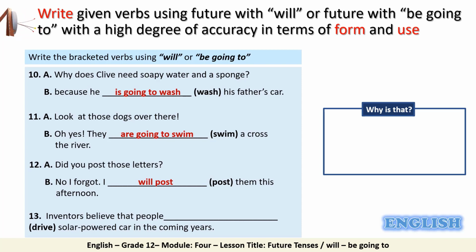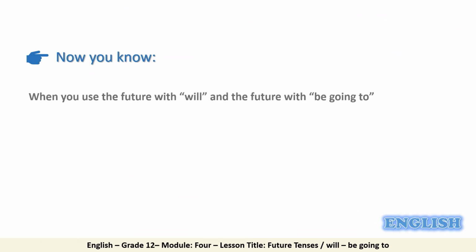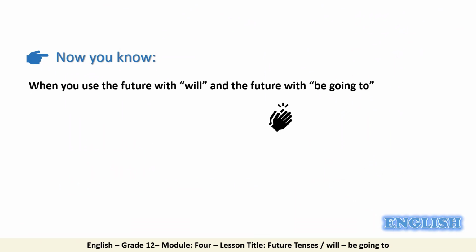Finally, sentence 13. What should we write? That's true, will drive. Can you determine the reason why we should use the future with will here? Excellent, because the inventors make a prediction about the future. Now you know when you use the future with will and the future with be going to.